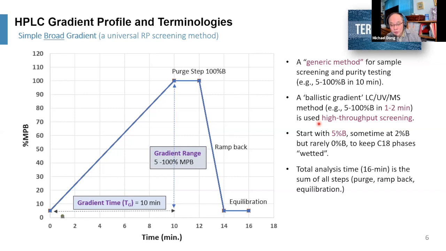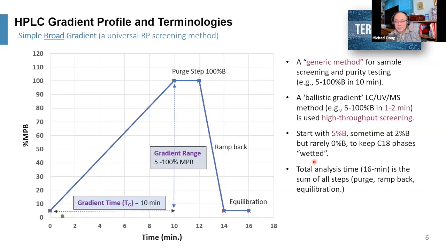However, if you do it in 1 or 2 minutes, your peak capacity, your separation power, is not too good, right? Because you push things out too quickly. So if you want to have more separation power, you slow down the gradient to 5 minutes, to 10 minutes, or sometimes to 20 minutes, right? If you want to have a high resolution, you need a long column and a long gradient time.